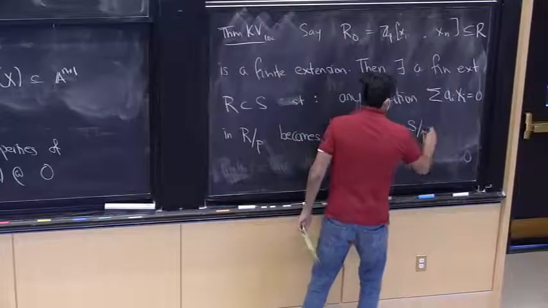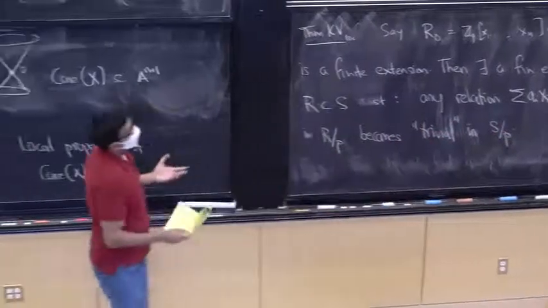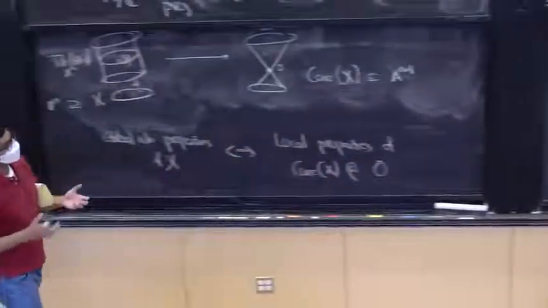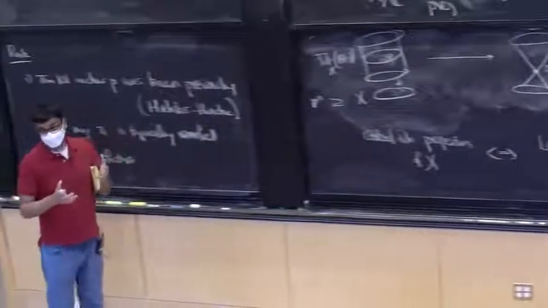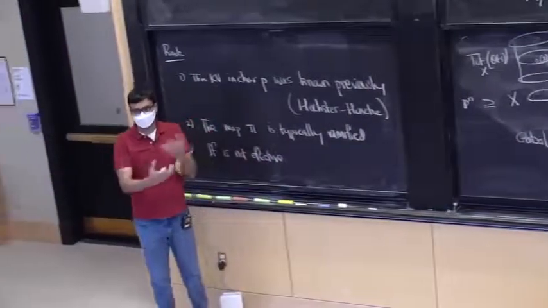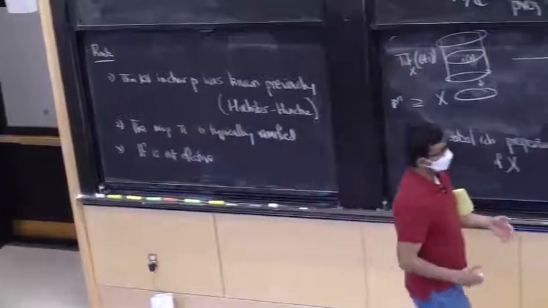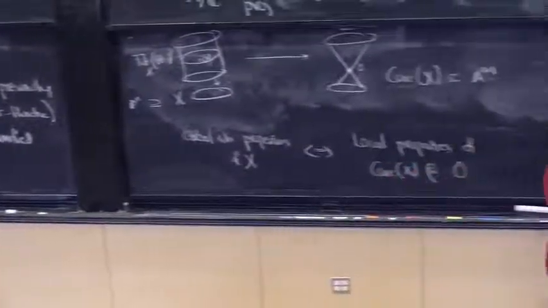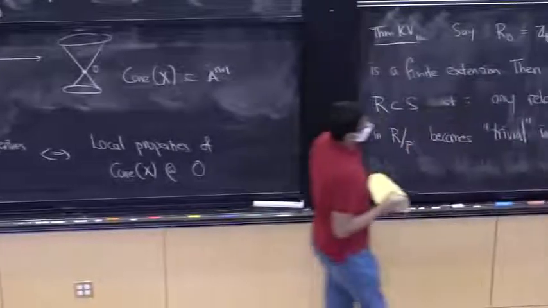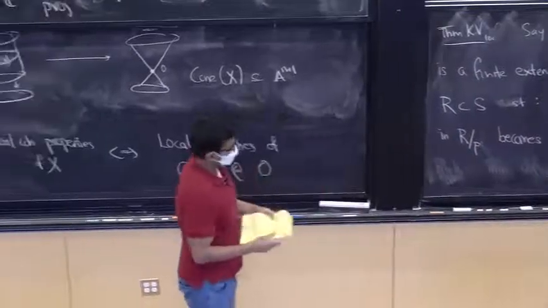Trivial here means it's more or less a linear combination of the most obvious relations you can imagine, which is x_i x_j equals x_j x_i. Those are certainly relations that are always going to be there, and linear combinations of those will be there. And the statement is saying that after you go up to this larger extension, any such relation becomes trivial.